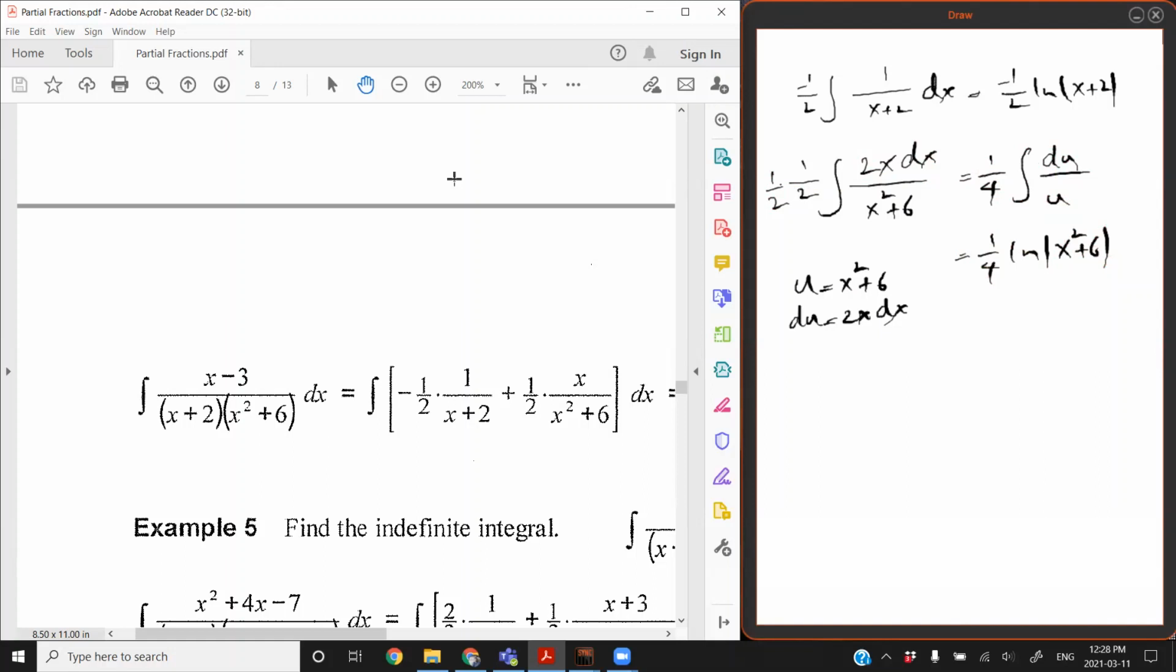So the final answer is going to be negative 1 over 2 ln of absolute value of x plus 2 plus 1 over 4 ln of, I'm not going to put this in absolute value because x squared plus 6 is always positive. It doesn't really matter if I put absolute value or not.